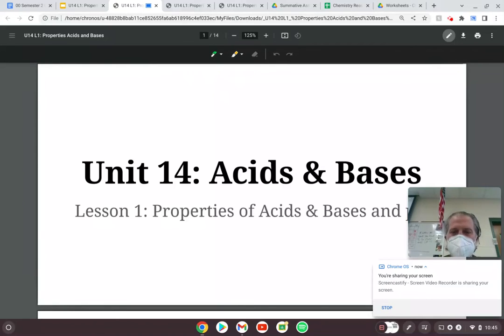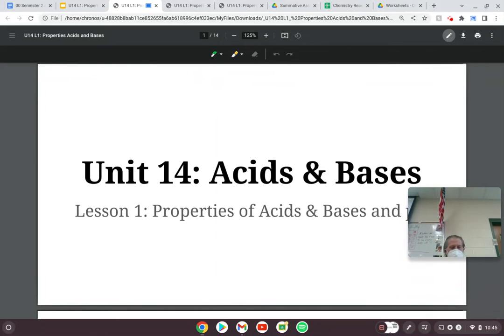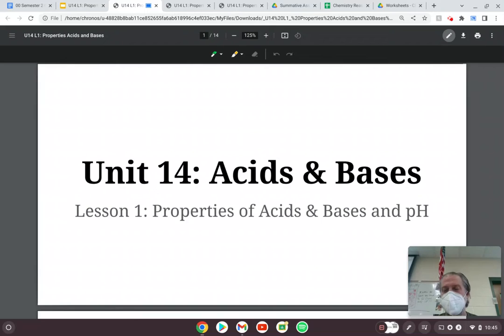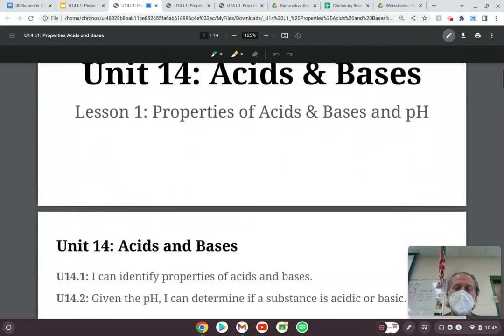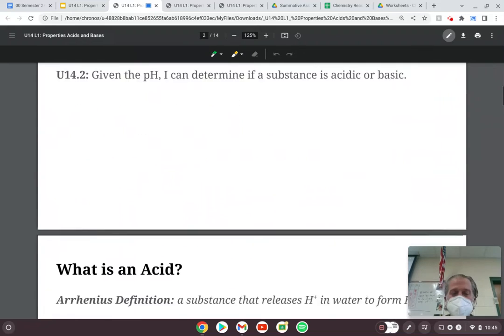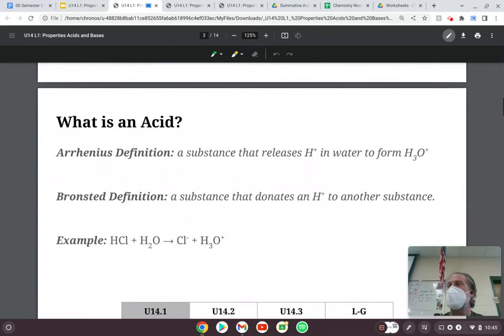Okay, so we're going to talk about the last unit of GHS chemistry this year. And the first lesson in that unit is properties of acids and bases, and a little bit of understanding of what pH actually is. So in today's lesson, we're going to start by talking about some basic definitions.